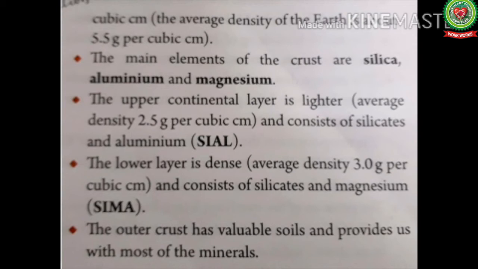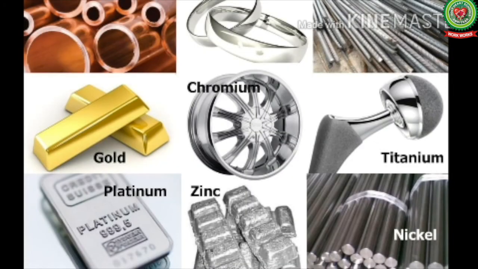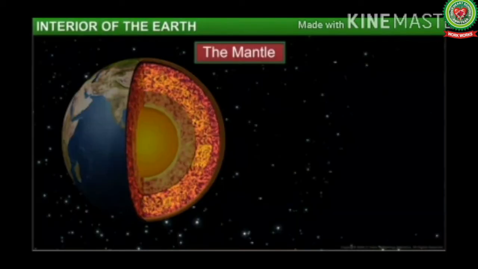The outer crust has valuable solids and provides us with most of the minerals. What are minerals now? Minerals are the underground wealth, or we can say the things which we get under the earth's crust, like iron, gold, silver, zinc, etc.